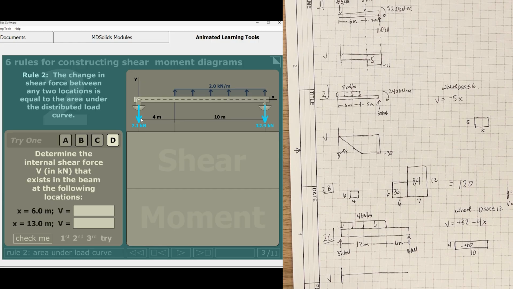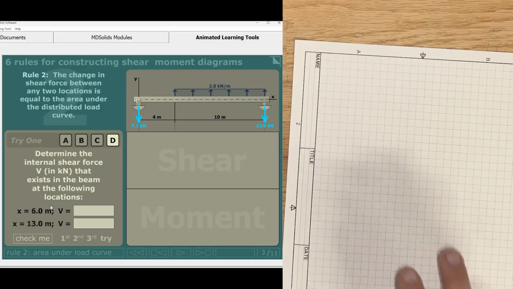In this problem here, we've got a negative 7 kilonewton force. Now this is where we've got to be kind of careful though. This uniformly distributed load is not actually acting until 4 meters in. Okay, so be careful with that. We've got to keep that in mind. So when x is equal to 6 meters, what is our shear strength? So let me get another piece of paper here so we can draw this guy out.